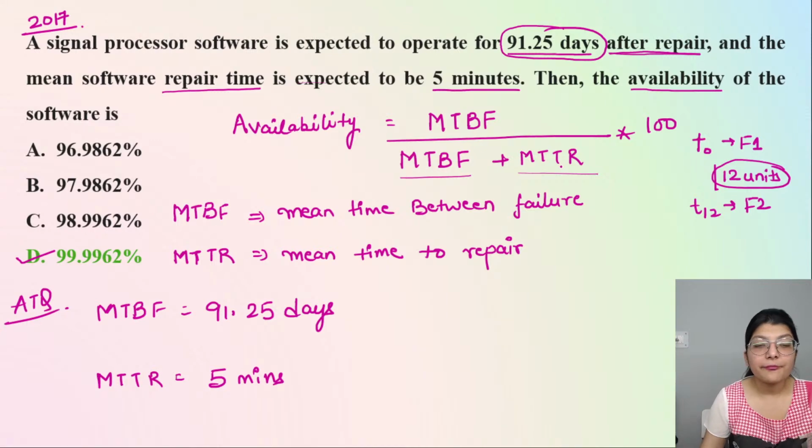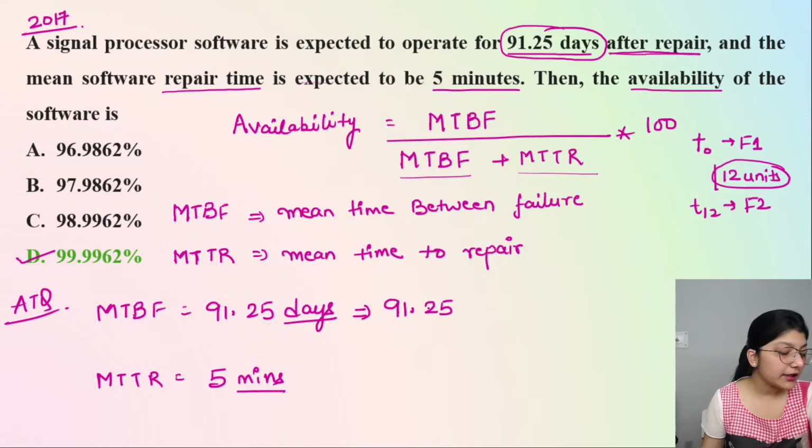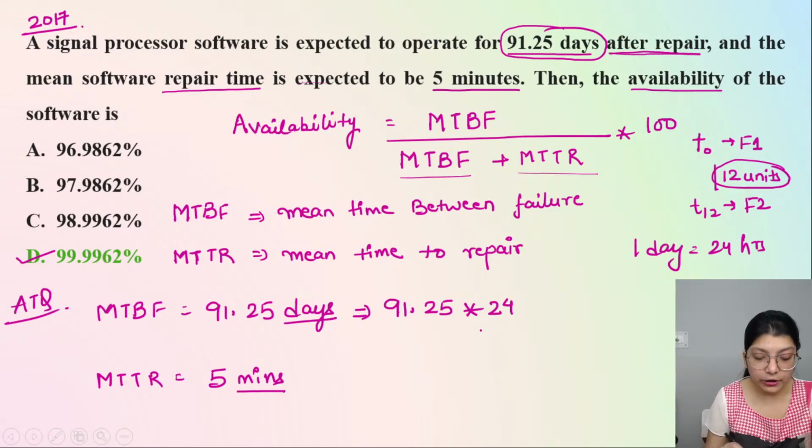Okay, now if you see here in the formula, I have to add the mean time between failure and the time to repair, okay? So their unit must be the same. Now in order to convert days to minutes, what can I do? First, I will convert it into hours, okay? So I will multiply it by 24. Why 24? Because one day has 24 hours.